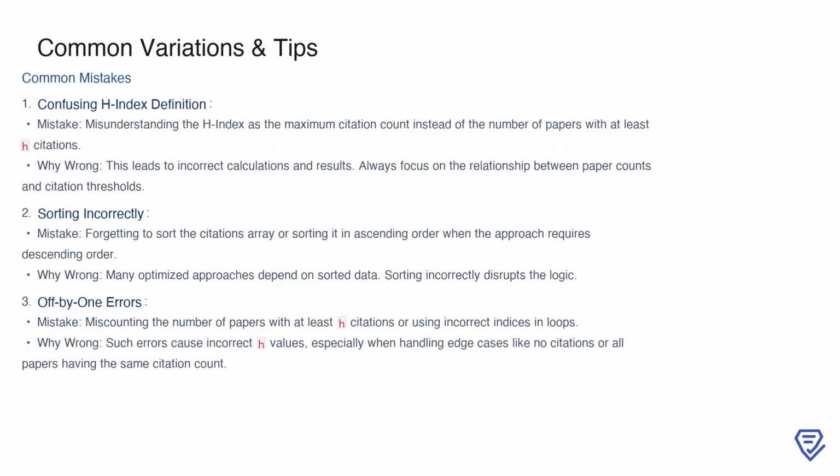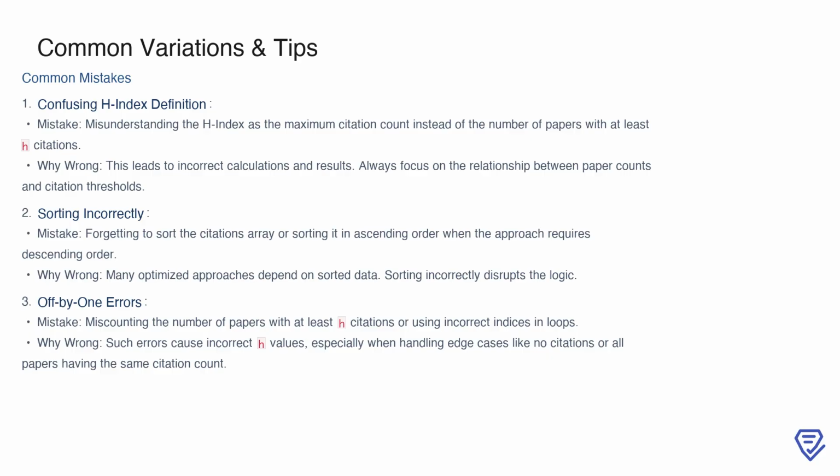One of the most common mistakes when solving the H-index problem is misunderstanding its definition. The H-index is not the maximum citation count for a paper, but rather the maximum value of H such that there are at least H papers with H or more citations.